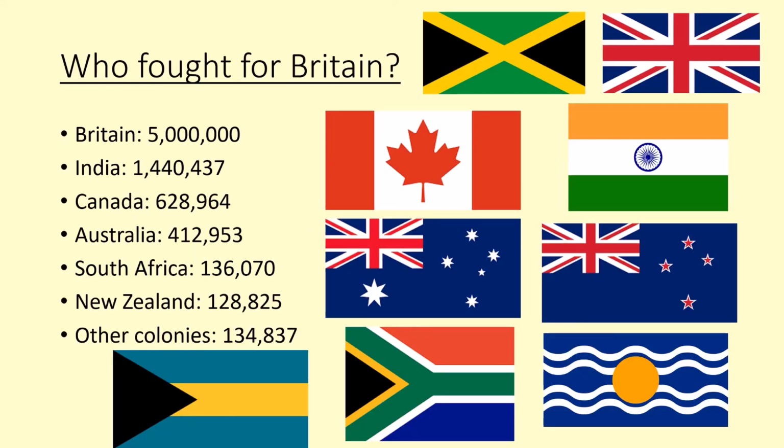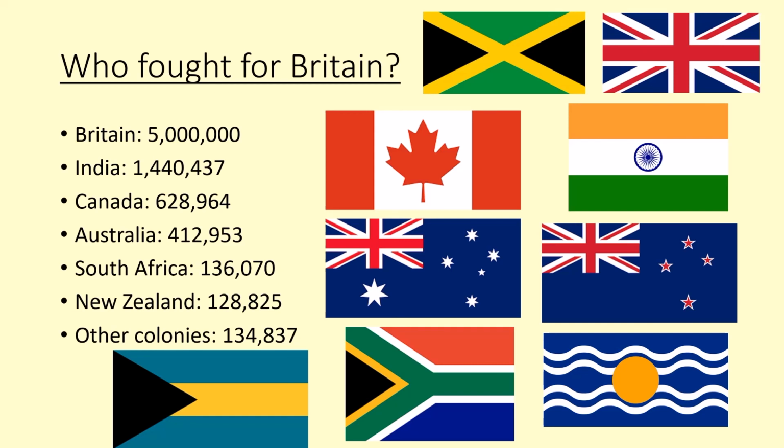So, this is just a quick look at who fought for Britain during World War One. As you can see there, 5 million soldiers belonging to Britain. You've got 1.5 million from India, over 600,000 from Canada, 400,000 from Australia, and then South Africa and New Zealand, over 100,000 from each of those. And then finally at the bottom, other colonies provided around 130,000 people. Other colonies mainly being places like the Caribbean islands, like Jamaica sent a lot of troops in, and the West Indies also sending lots of troops in.